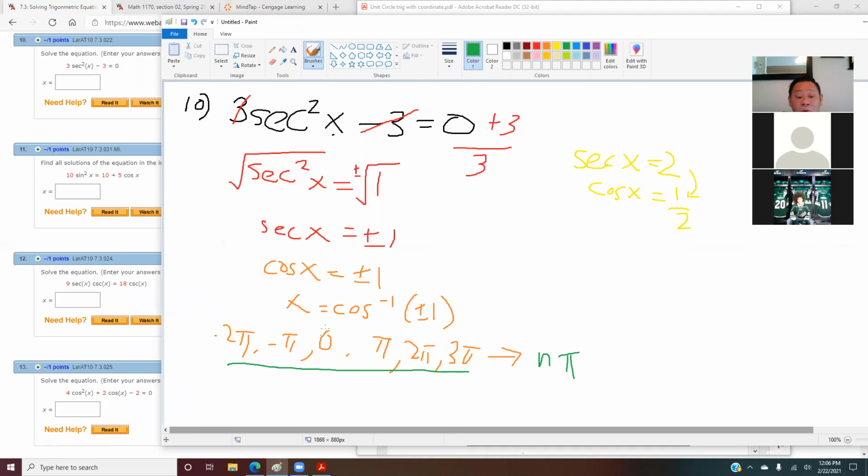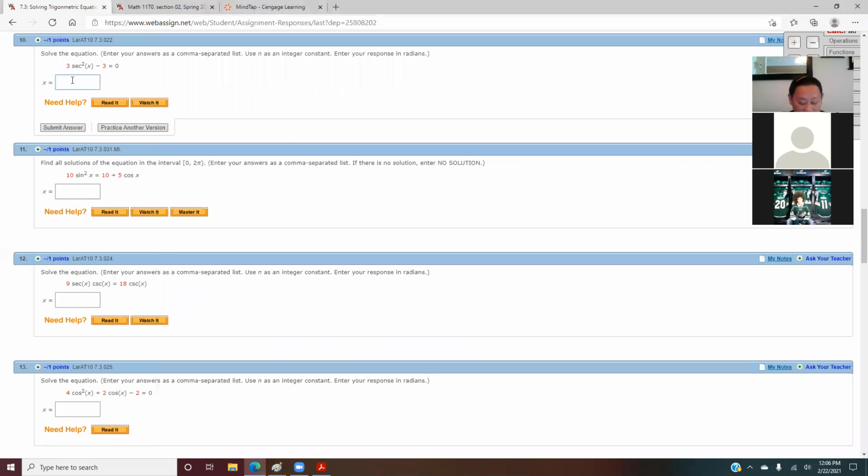So if n is 0, you get 0. If n is 1, you get pi. If n is 2, you get 2 pi, and then 3 pi, and negative pi. So your answer in this case will be just n pi.